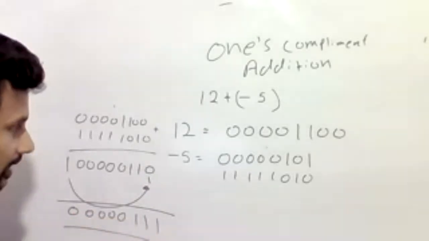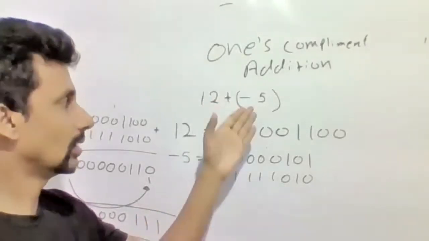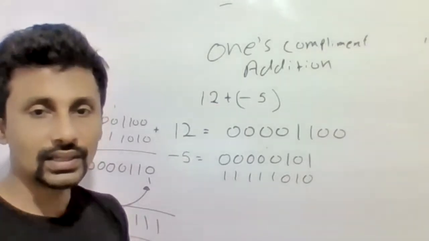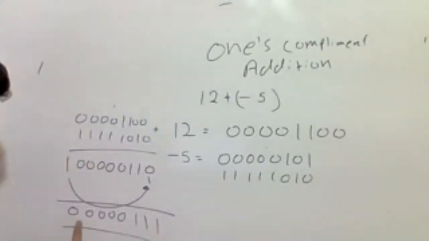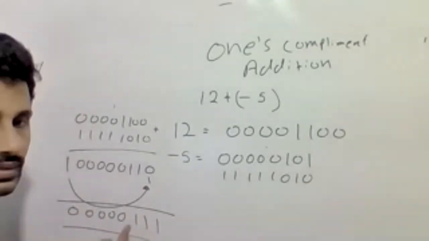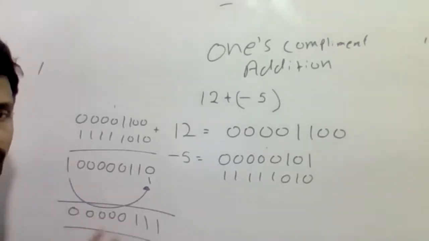So this is your answer. Now 12 plus minus 5 should give positive 7. That comes here, right? This bit is 0, so it is a positive value. This binary value is 7. So you are getting the positive 7 here.